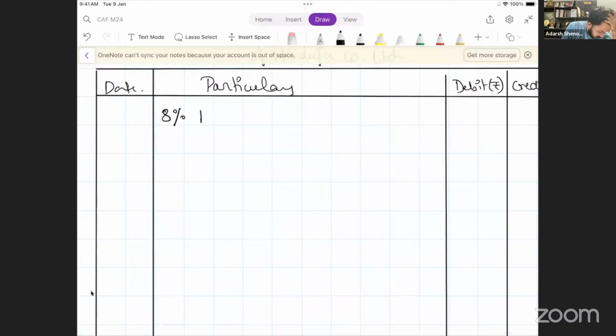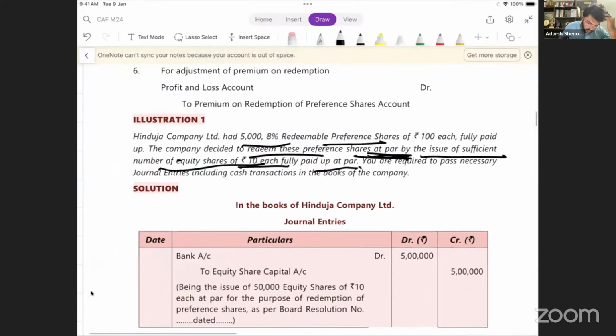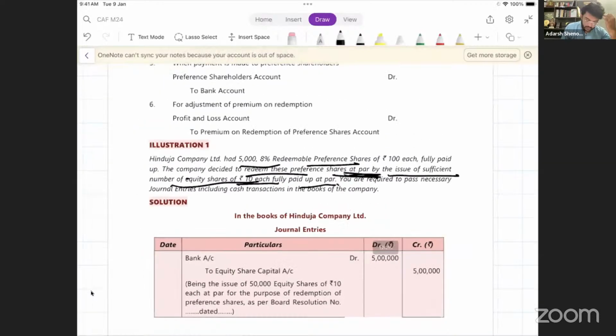8% redeemable preference share capital account. Preference share capital account is the name. 8% is basically the dividend rate. Redeemable because it's the type of preference share. Account debit. What is the amount? 5,000 preference shares into 100 rupees face value, so 5 lakhs.